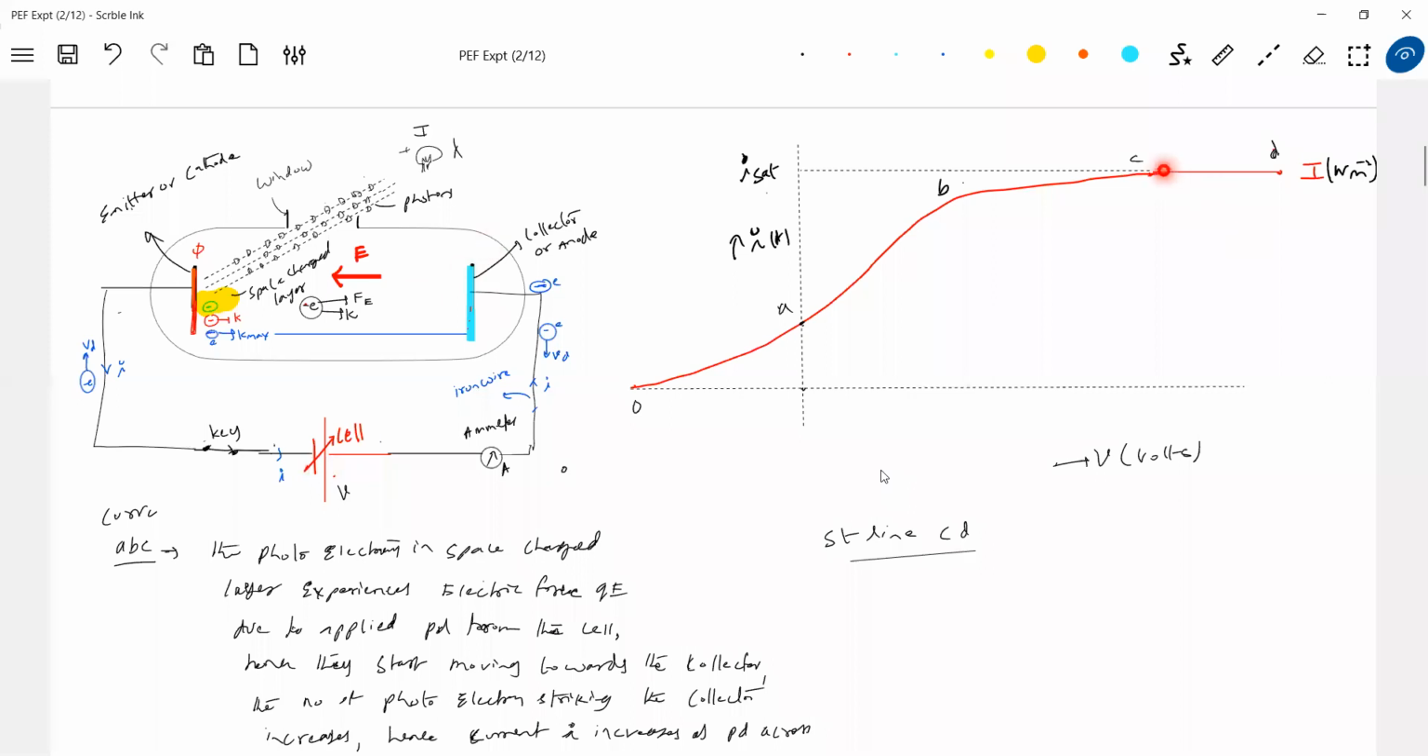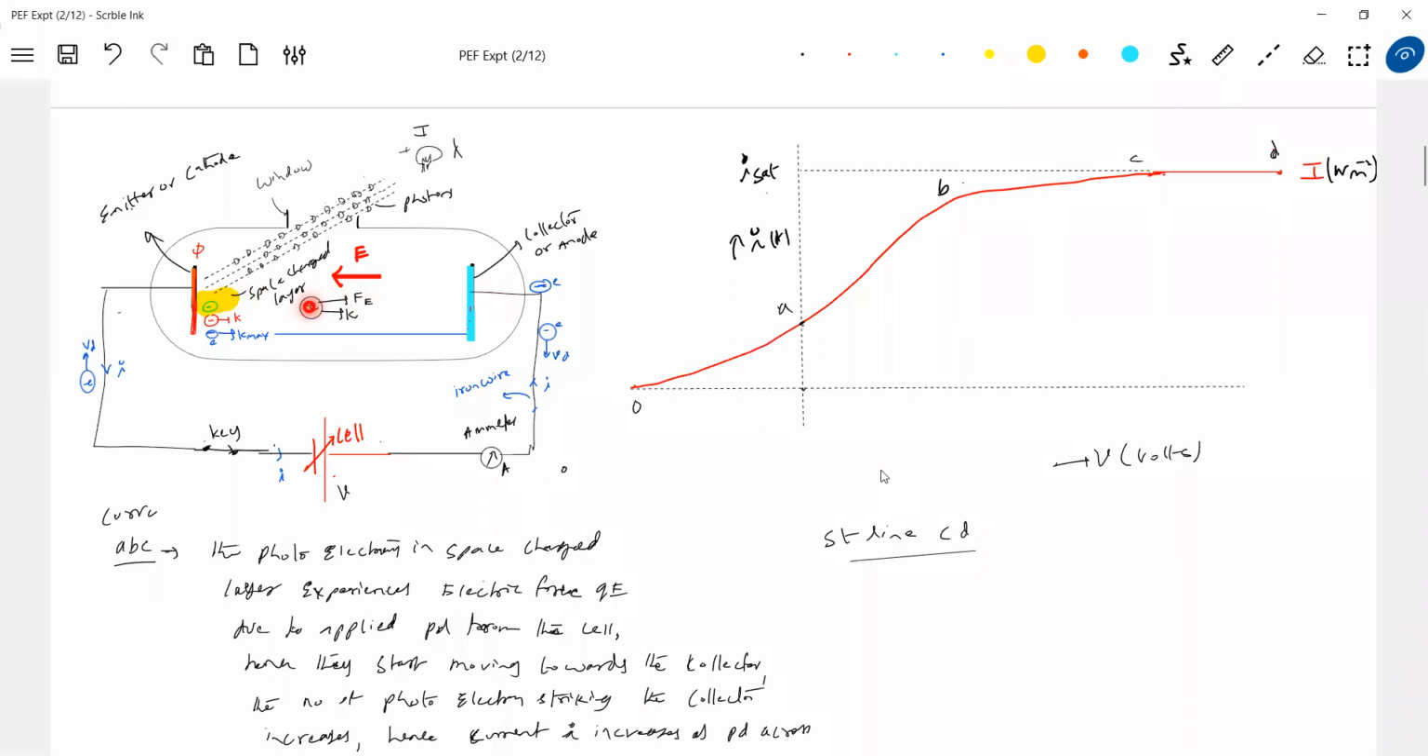Then at a certain potential, the electrostatic field is so high that any photoelectron that is ejected, whether zero or maximum kinetic energy, will immediately be swept towards the collector. The moment a photoelectron is ejected by the emitter, it will be swept towards the collector because the electrostatic field is so high.